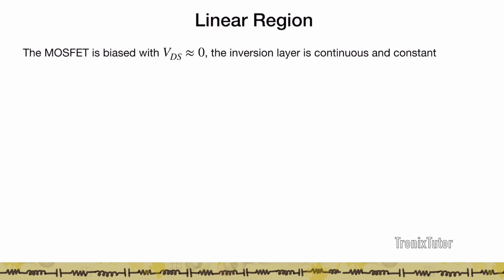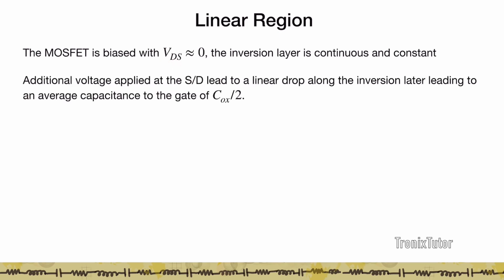Now let's look at the individual regions and see what happens to the various capacitances. Let's first look at the linear region. What is the linear region? The linear region is when I've created an inversion layer, but I've applied a very small bias between the drain and source. Now if I apply additional voltage at the drain or the source, all that will do is create a linear drop in the inversion region. So that additional charge is going to just appear on both sides of the source and drain.